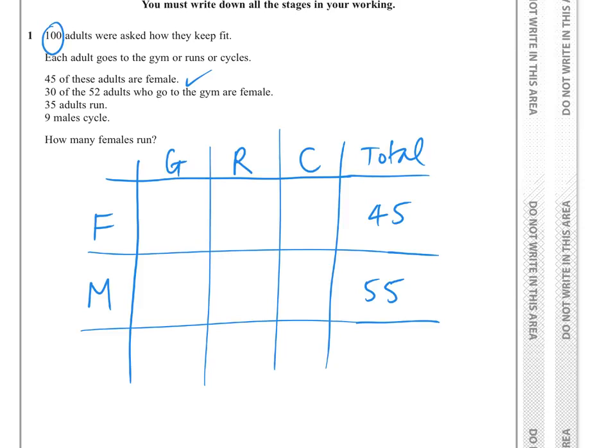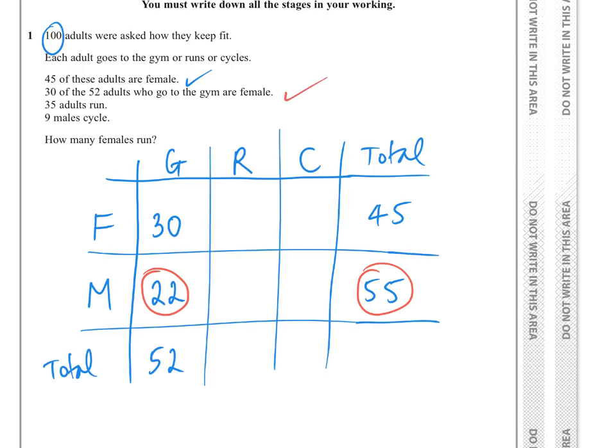30 of the 52 adults who go to the gym are female. So that says 52 here. We have to put this as a total as well. Then we know that this is 22. So that's something that we didn't have necessarily, but we've got now, as well as this. 35 adults run. Okay, so we're given that information.